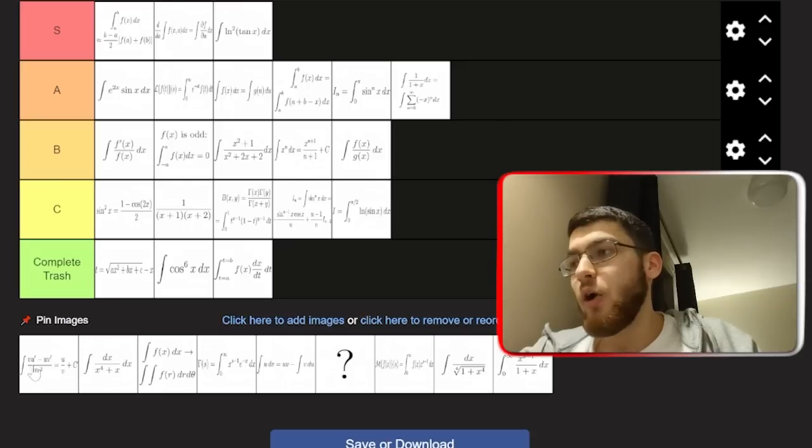Next, we've got the reverse quotient rule. This is very satisfying, however, it's not got many uses. You very rarely see this in the wild, but when you do, use the reverse quotient rule because it's very satisfying. It's just one step, boom, makes it really simple.